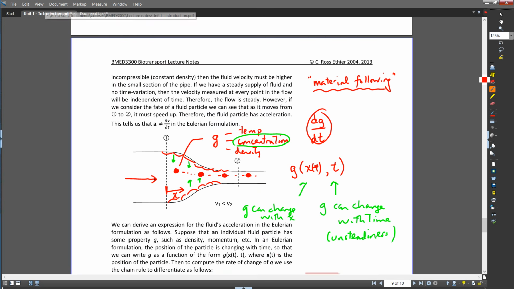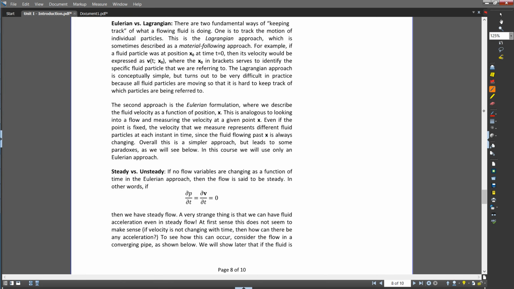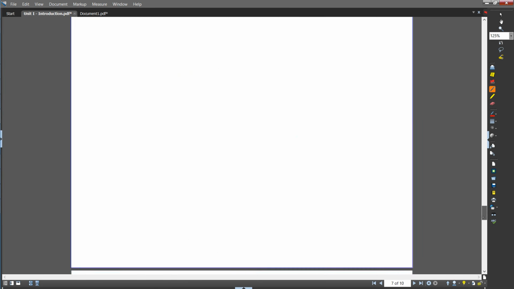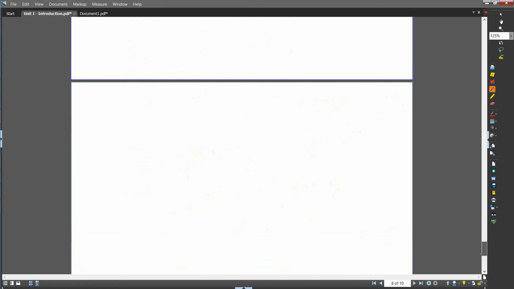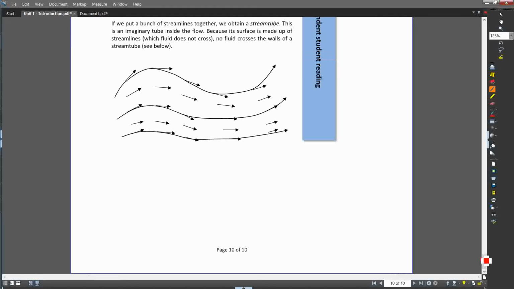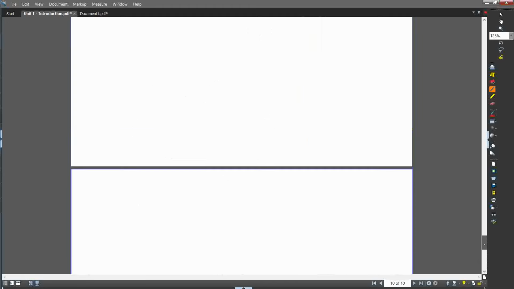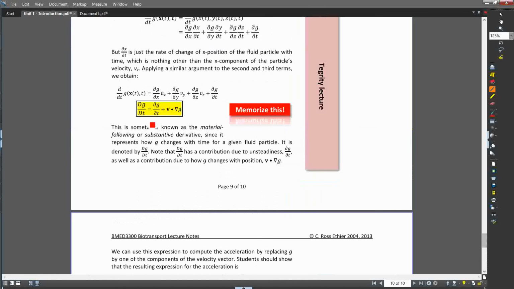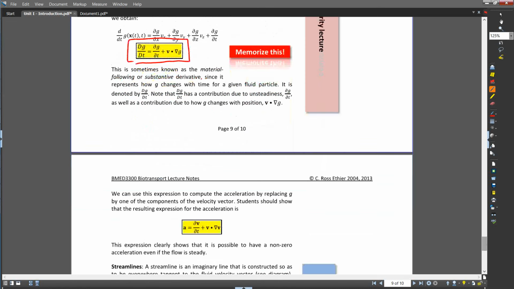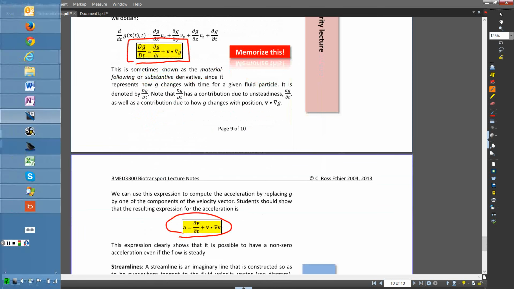And if we go back to the notes and look down in the notes, you will see that we have derived exactly what is shown in the notes. So what we just derived is this yellow highlighted equation. And I am going to ask you to remember that because we do need to use it a couple times during the term. And specifically, we can use that to calculate the acceleration of a fluid particle, which is really important when it comes time to do F equals ma. So that's the substantive derivative.